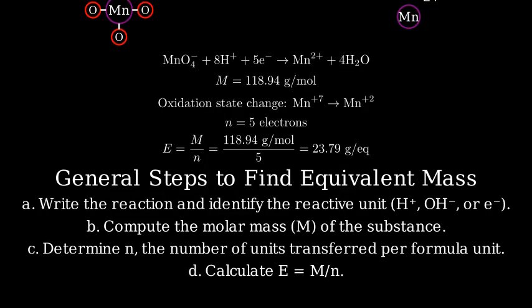Finally, let's discuss why equivalent mass is useful. First, it simplifies titration calculations. For example, the grams of acid equals E times N times V, where N is normality and V is volume in liters. Second, it allows us to compare oxidizing or reducing power on a per equivalent basis, making it easier to understand the reactivity of different substances.